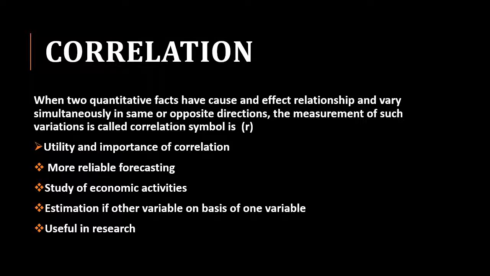So we can say when two quantitative facts have a cause and effect relationship and vary simultaneously in same or in opposite direction, the measurement of such variation is called correlation, and the symbol of correlation is r.